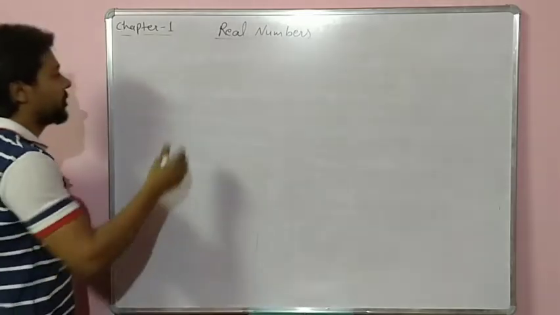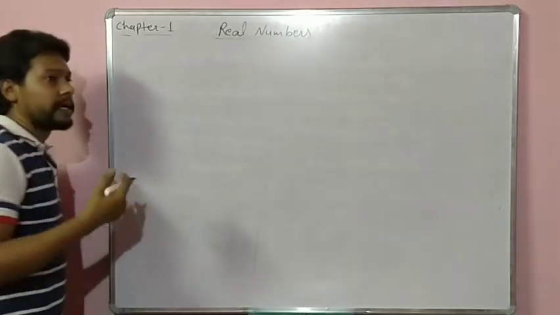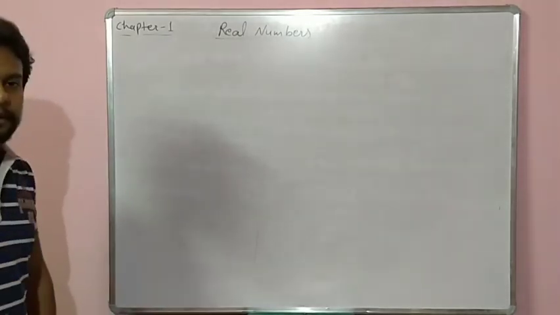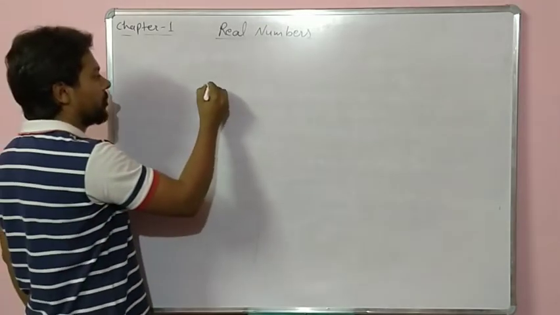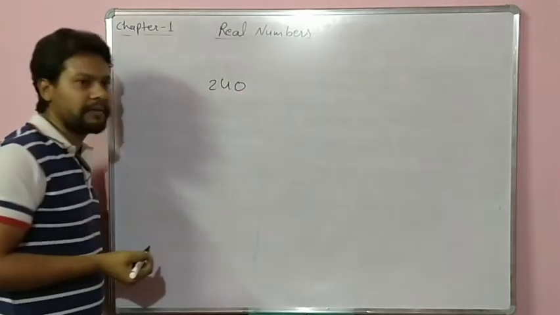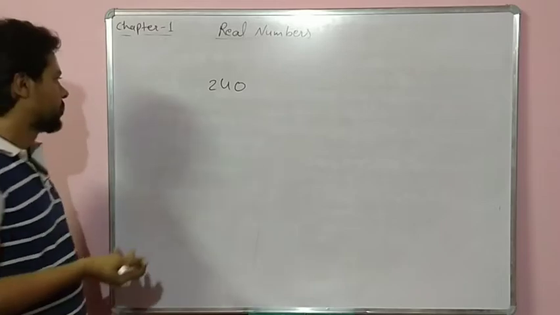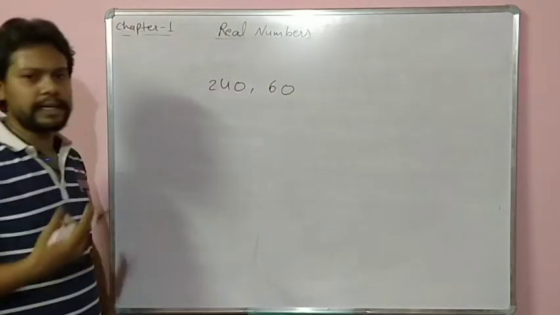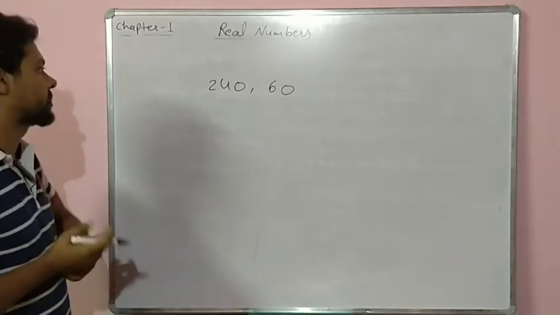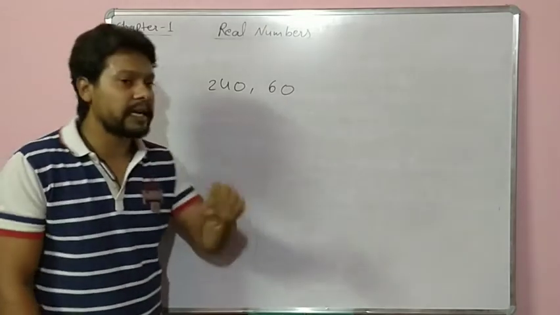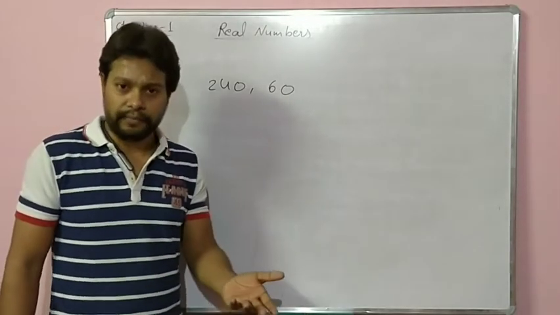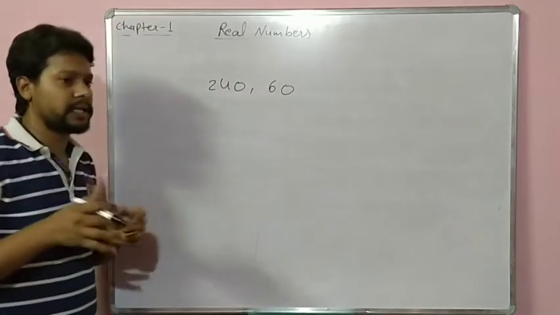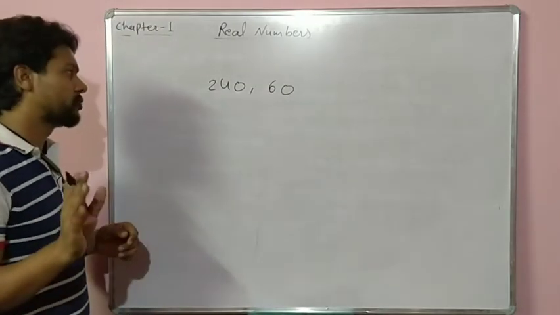Like for an example, if you have been asked, find the greatest number which divides 240 and 60, leaving remainder 5. Okay, so if greatest is mentioned, there is no need to use the key terms.